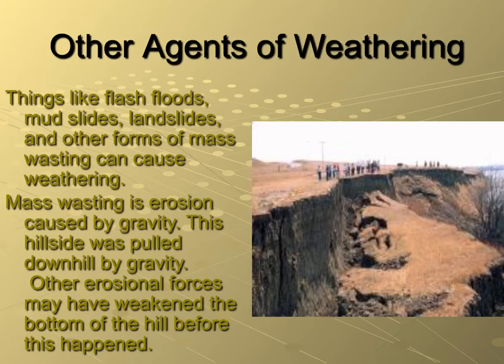Now that we've been talking about weathering and what causes it, we can think of how other things like flash floods, you know, lots of water all of a sudden, a mudslide, like in California, where a hillside gets so wet that it just breaks loose, landslides, and other things, mudslides and landslides, these are called mass wasting. Wasting is when a huge body of soil or rock breaks loose and just suddenly moves to another location. Mass wasting is erosion caused by gravity.